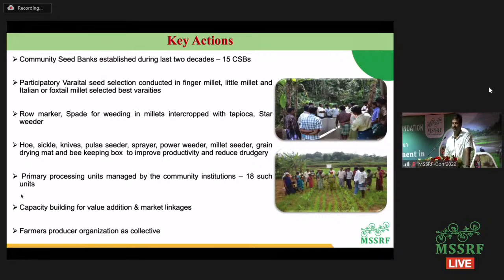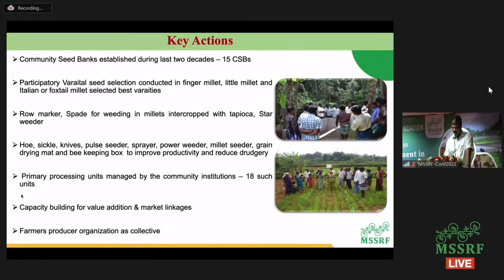And in a way, we capacitated the local community on value addition and better marketing linkages with other areas. And finally, we federated the farmers into one group in a way to enter the market with a better capacity to market their produce. So these are some of the key interventions.